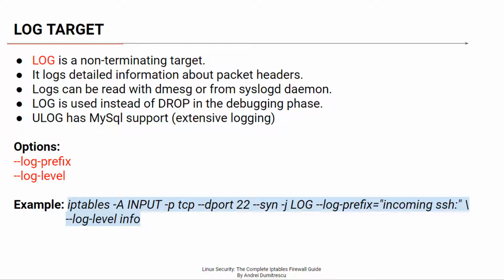If a packet is matched against a rule with the log target, the packet headers are logged and then the packet continues to traverse the chain rules until it is accepted, dropped or rejected by a rule or by the default policy. Log target is specially designed for logging detailed information about packet headers. It does this via the kernel logging facility. This information can then be read directly with dmesg or from the syslog daemon logs.